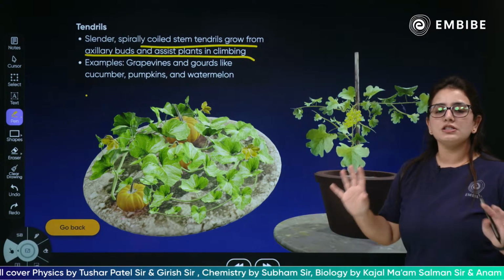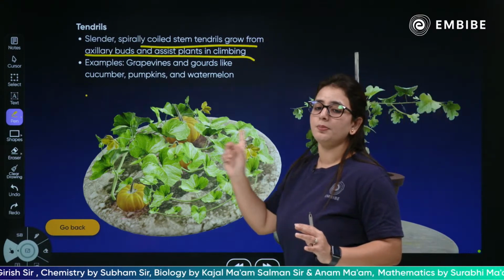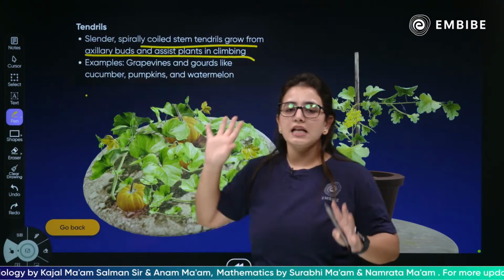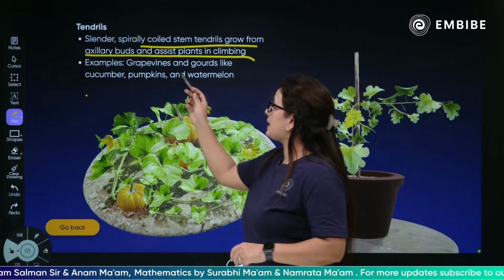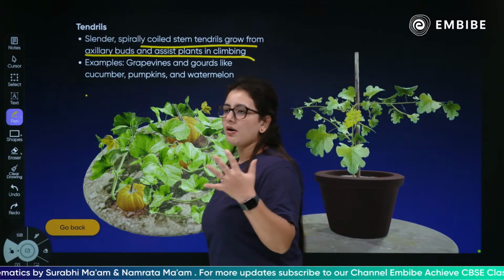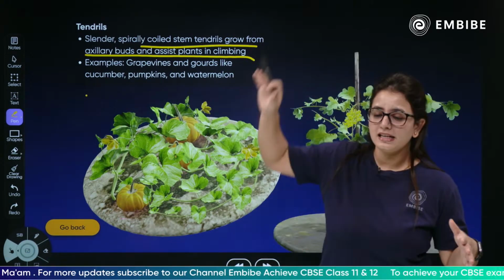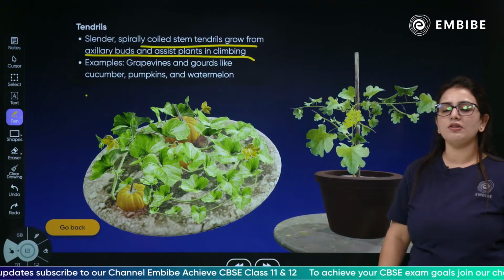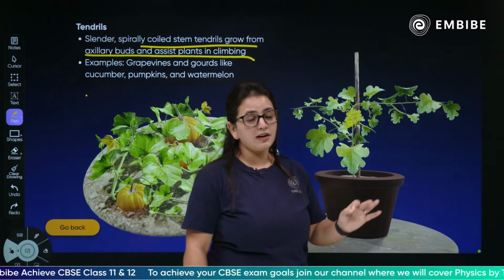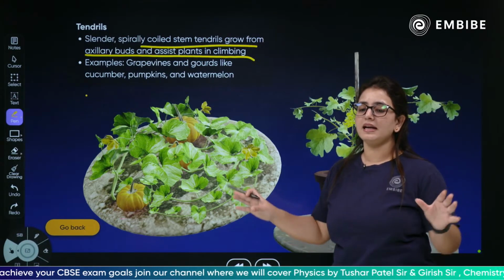Children, this is a tendril, a part of the stem which is very soft and cylindrical and can climb up. Examples can be seen in grapevines and gourds like cucumber, pumpkin and watermelon. Think about it: watermelon is so heavy, and the pumpkin is also very big. It is not possible for them to hang in a tree, so they spread on the ground with the help of tendrils, which climb and spread easily the moment they get a little support.